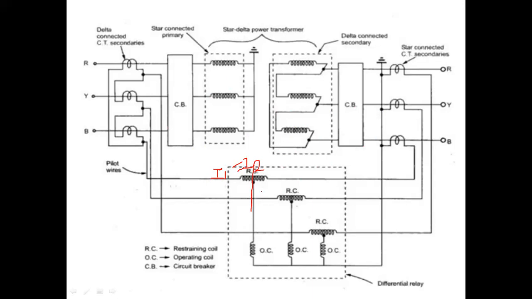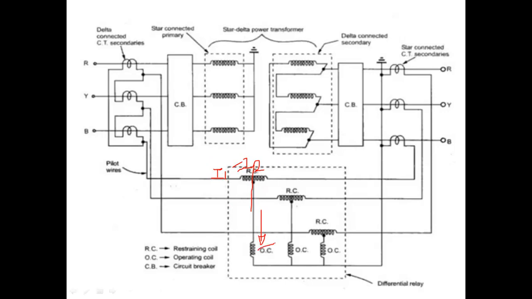Okay, you don't know which type of fault has actually occurred there, but if these two currents are not equal, it means that a fault has occurred. And that difference of current is flowing through this operating coil.